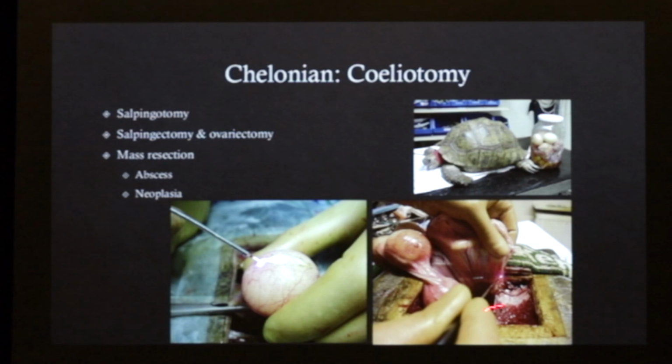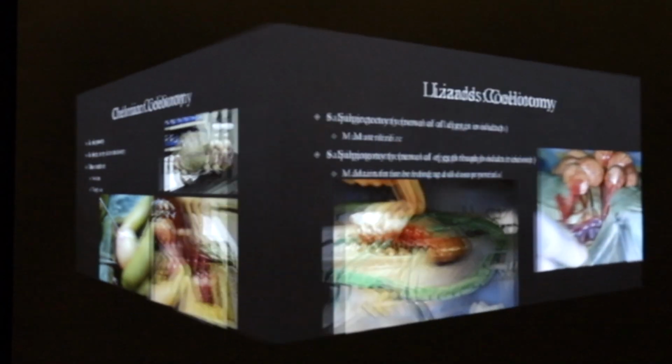And for getting eggs out like that, we're going to have to do the plastinotomy. Here we are cutting into the oviduct, removing these eggs, and this is a female recovering. And here we are removing the oviduct in this particular animal.